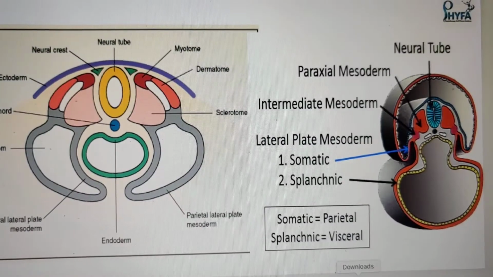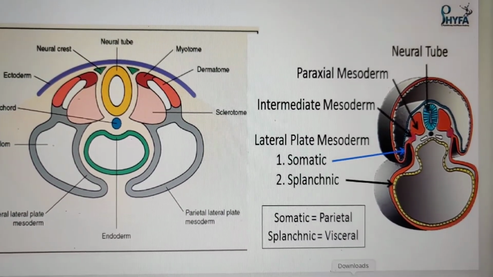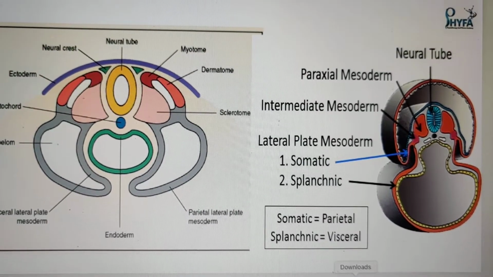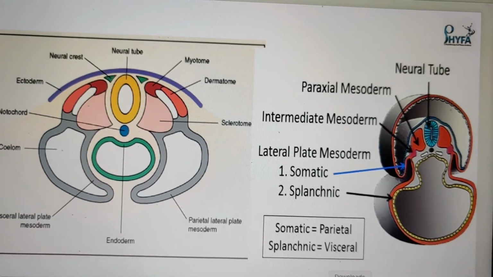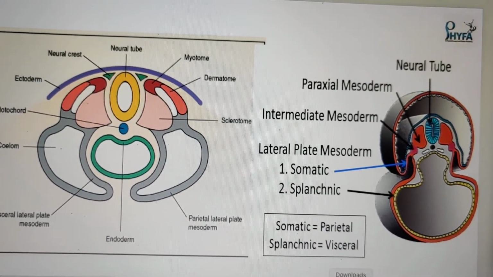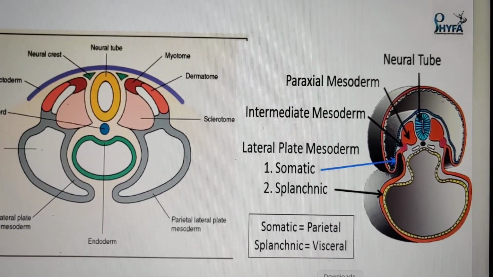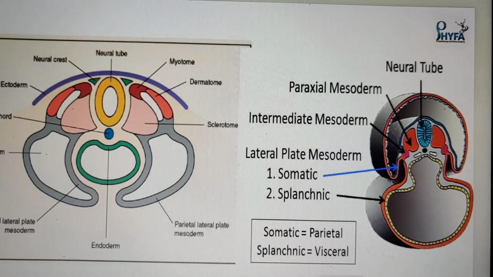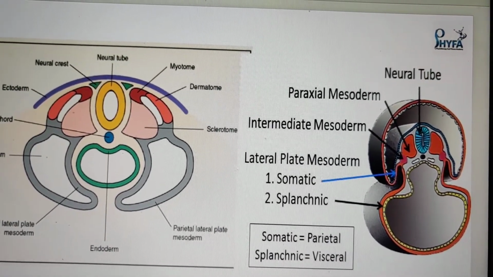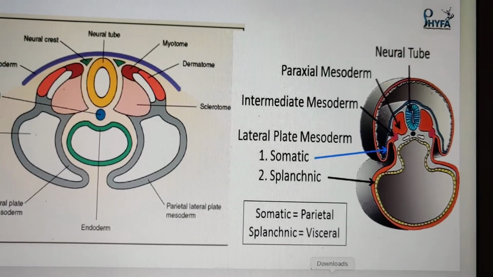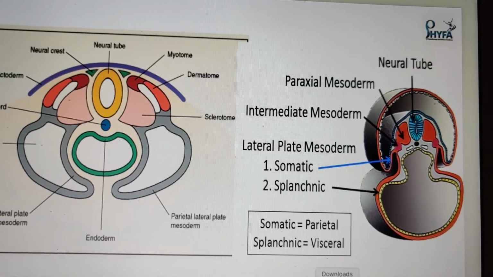The intermediate mesoderm will prepare the kidneys and urogenital system. The splanchnic or visceral layer of mesoderm will prepare visceral and smooth muscles. The somatic layer will prepare the body wall muscles. And the endodermal tunnel will develop into the gastrointestinal system and musculature of the gastrointestinal system. And when the ectoderm also fuses in front with each other, it gets converted into skin.